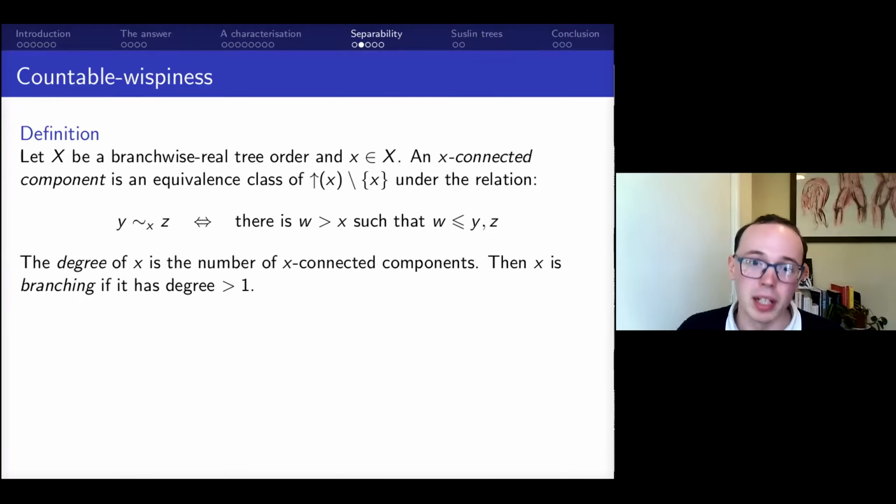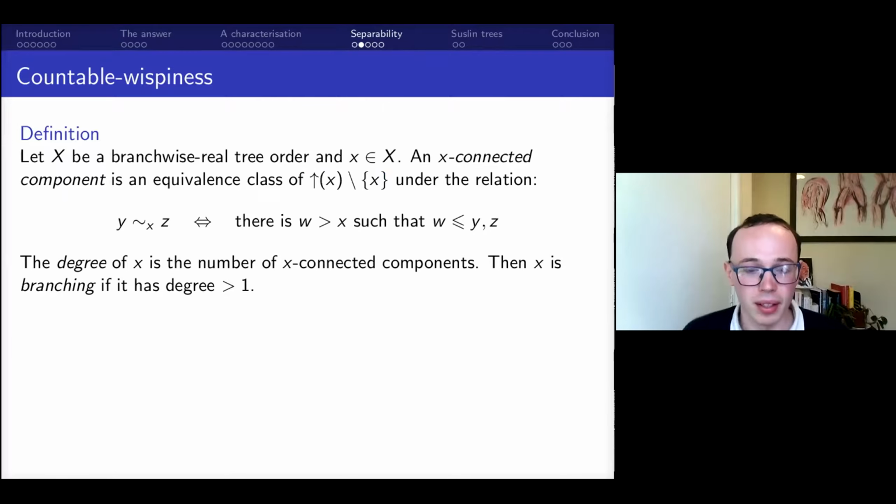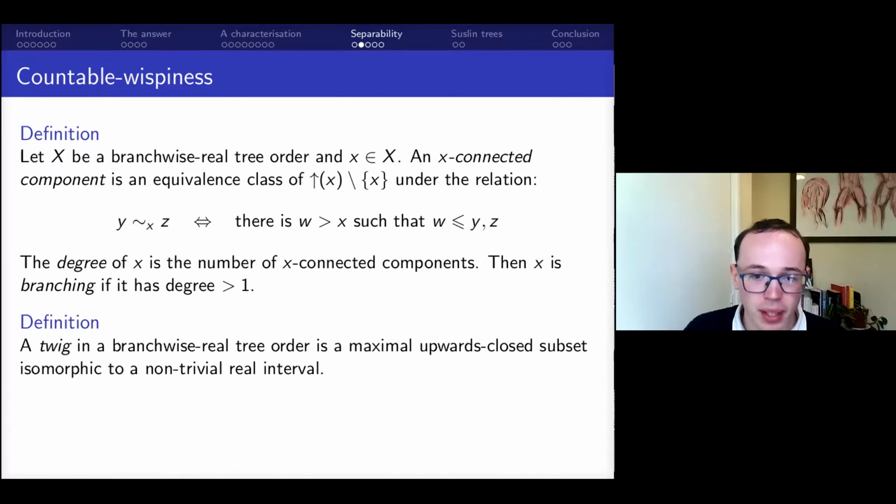Now, any partial order, and in particular branchwise-real tree orders, can be given a natural topology called the Alexandrov topology, in which the open sets are exactly the upwards closed sets. And then under this topology, the x-connected components are exactly the connected components in the set of elements lying strictly above x. And then we can say that the degree of a point x is the number of x-connected components. We then say that a point x is branching if it has degree strictly greater than 1.